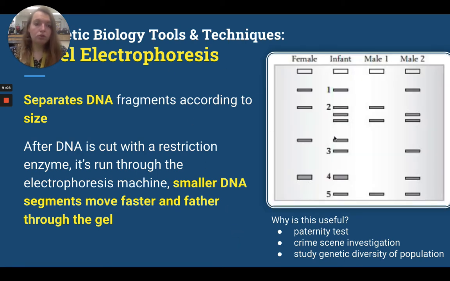Okay, so here you can see we've got the results of a paternity test. So here's the female, the mom that we were talking about. We were talking about horses earlier, but maybe this is people. So here is the mom. Here is the infant, and then these are the two possible fathers. So how do I read this diagram?